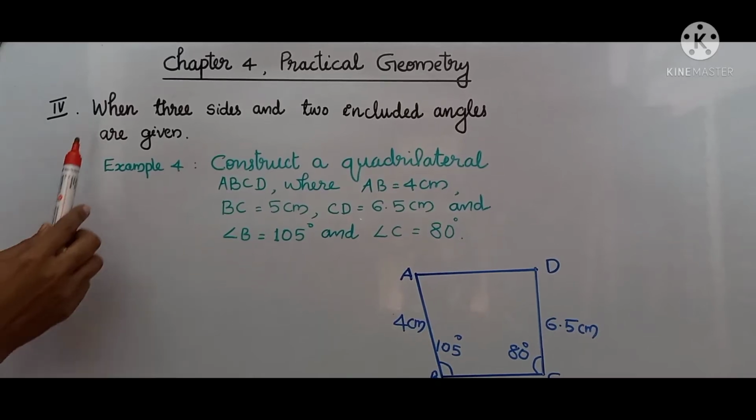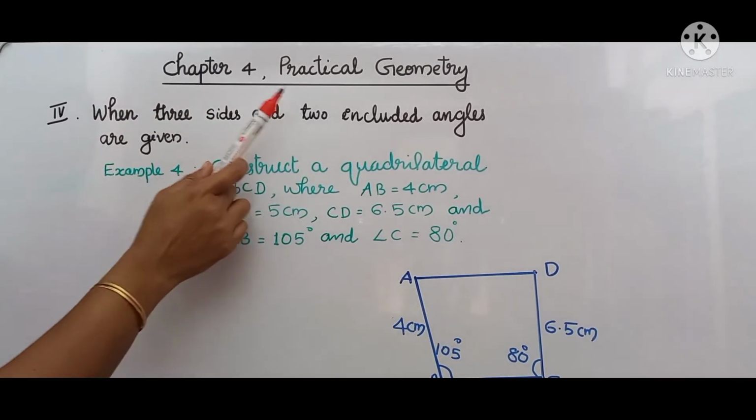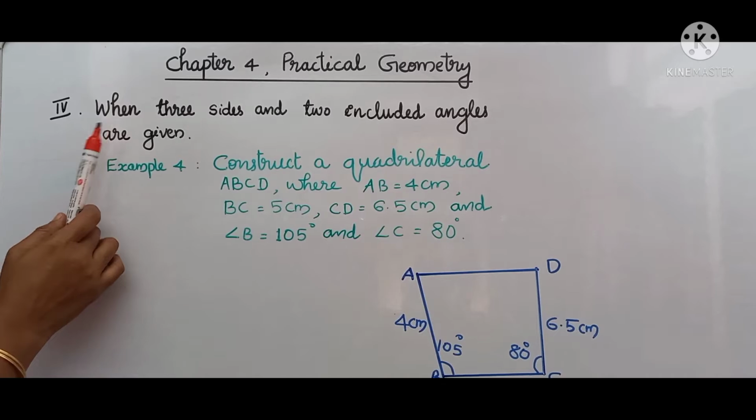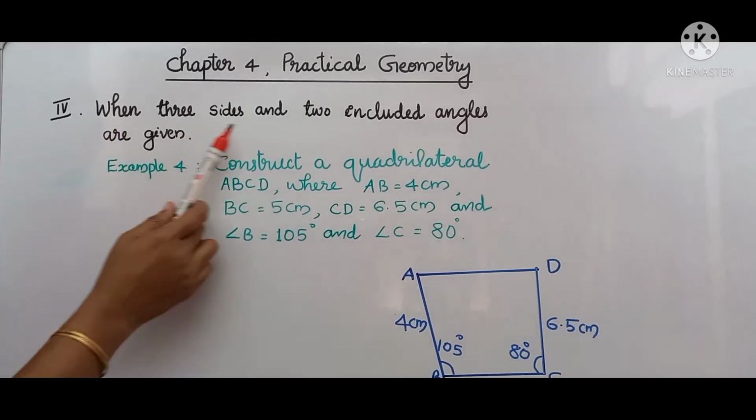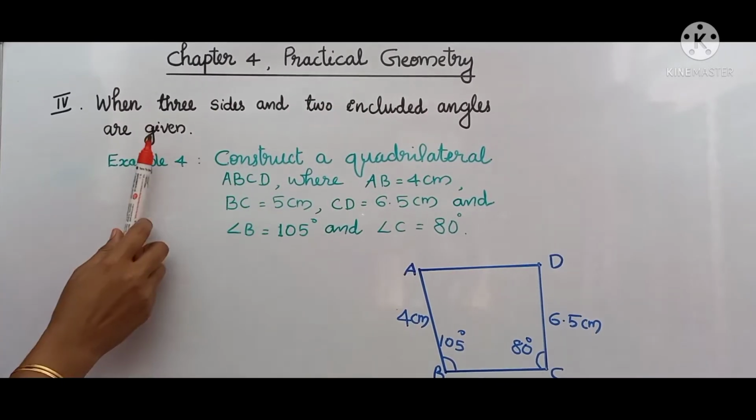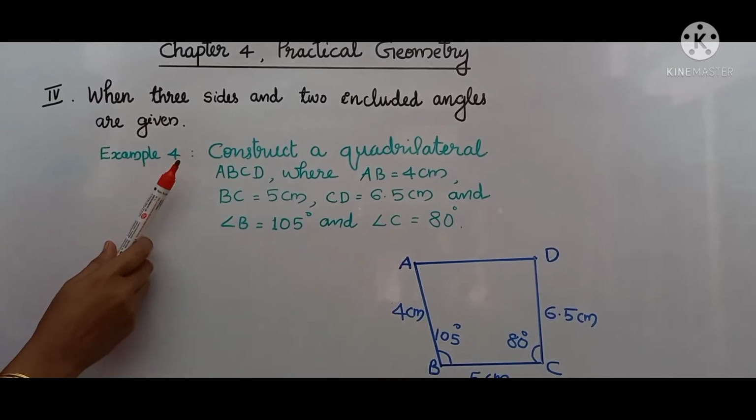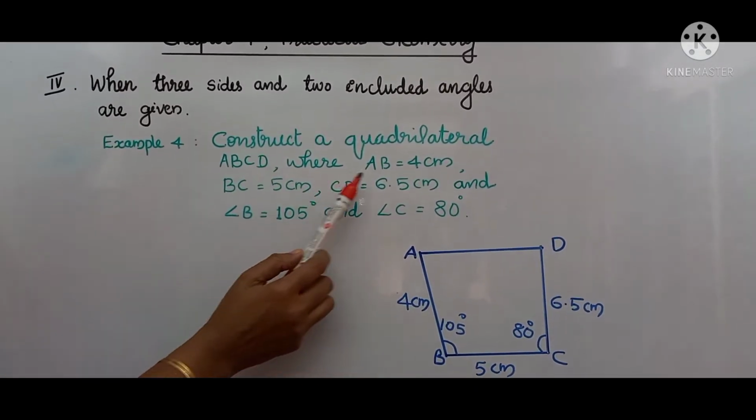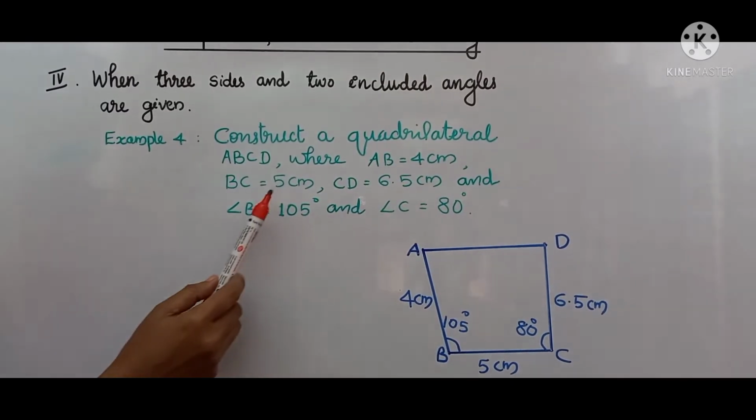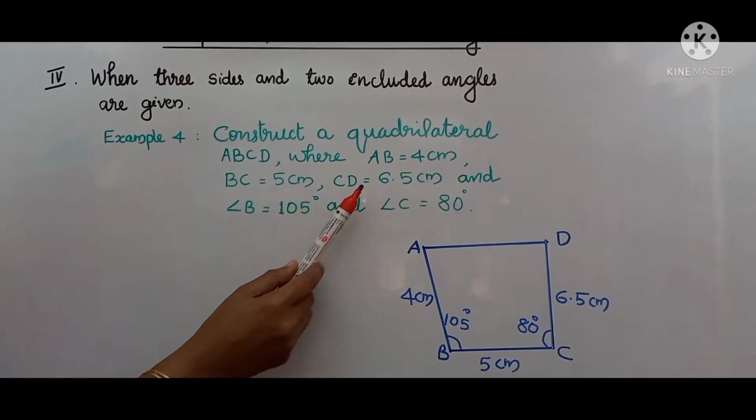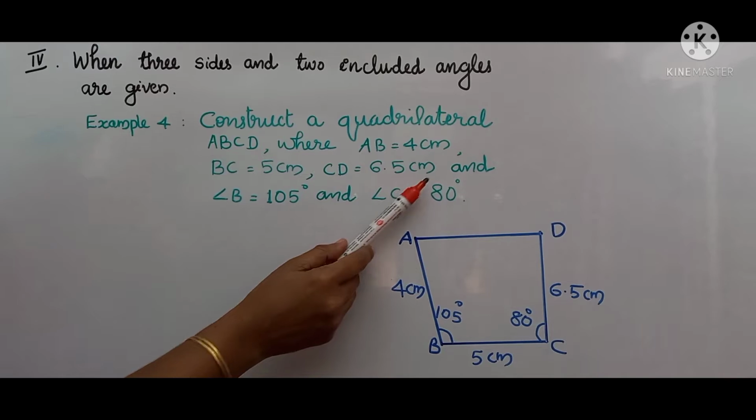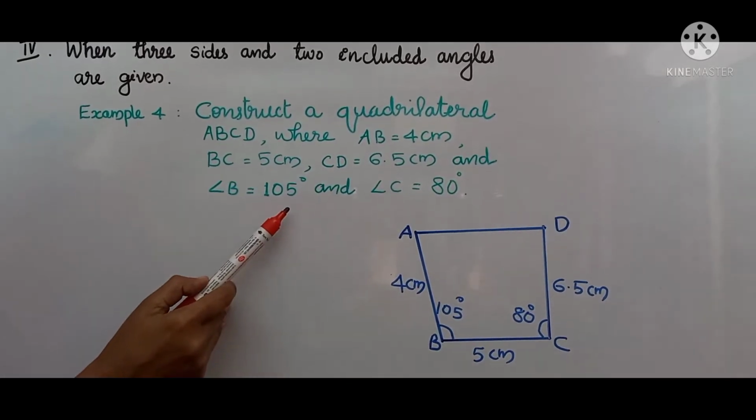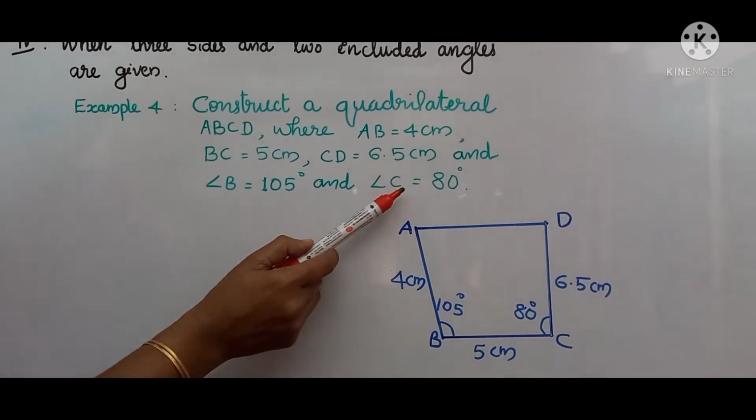Welcome children. Welcome to the fourth part of chapter 4 practical geometry, constructing a quadrilateral when three sides and two included angles are given. First we can do example 4. Construct a quadrilateral ABCD where AB is equal to 4 centimeter, BC equal to 5 centimeter, CD is equal to 6.5 centimeter and angle B is equal to 105 degree and angle C equal to 80 degree.